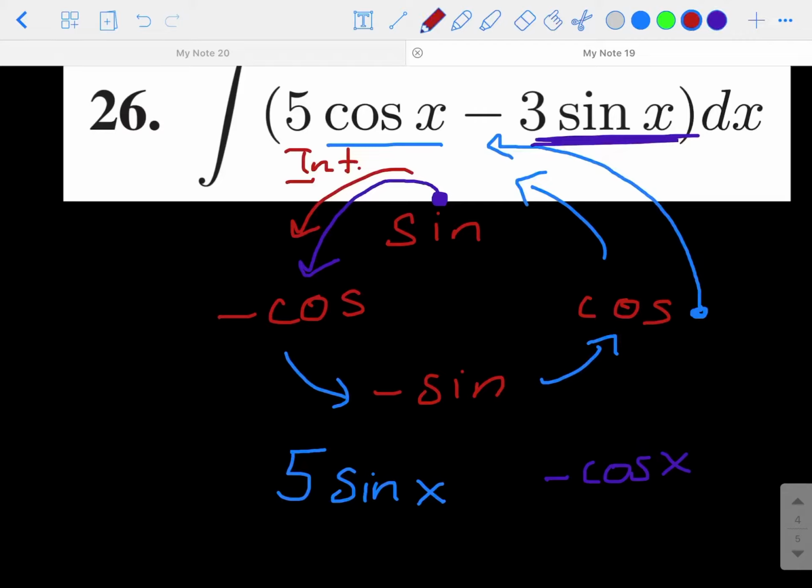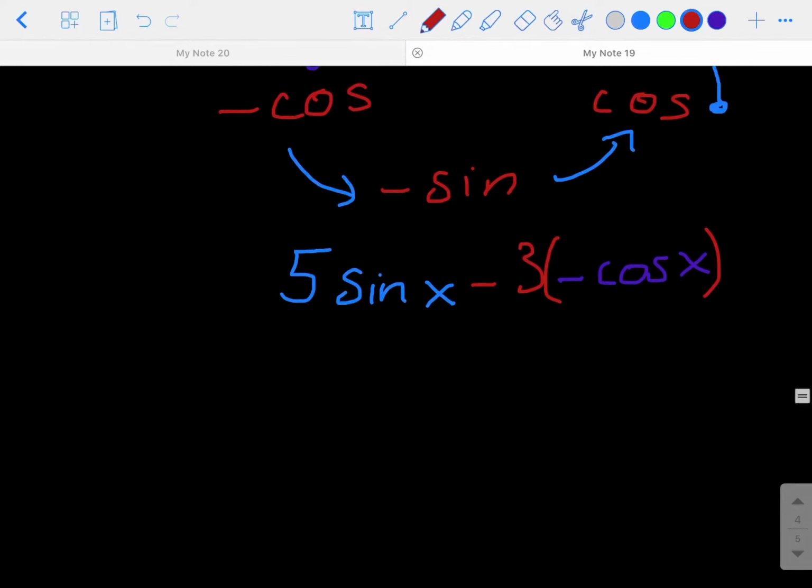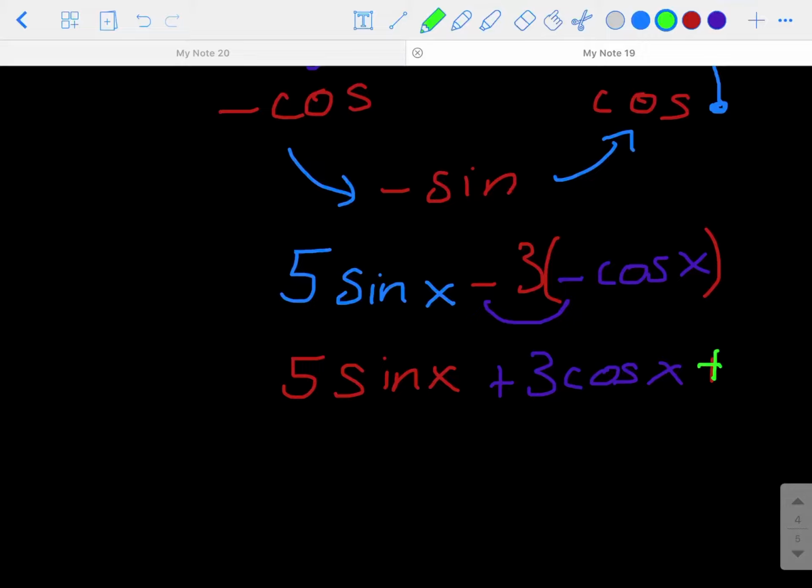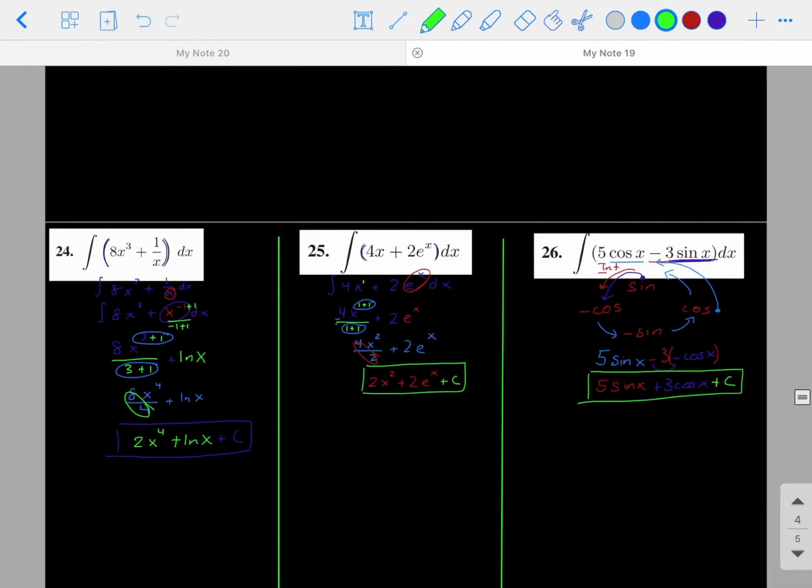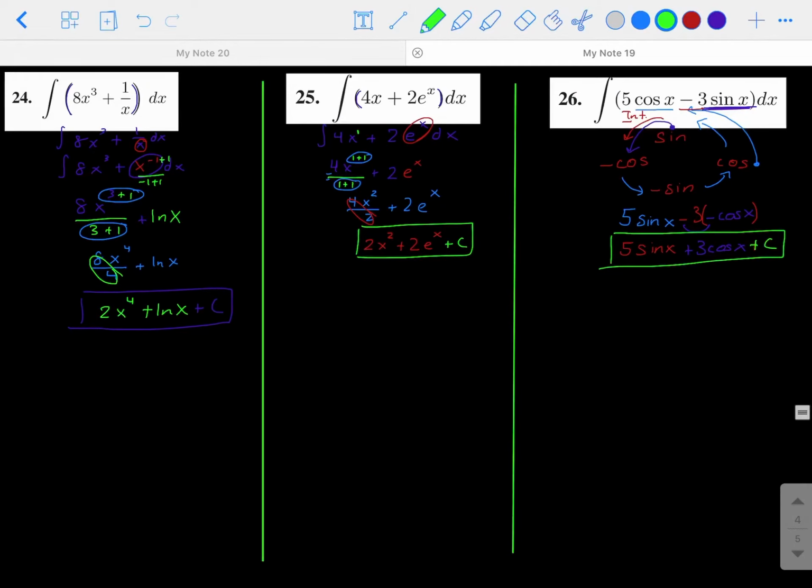From here, I'll need to re-include that -3. Carefully work out the math. 2 negatives gives you a plus 3 cosine x. And this is 5 sine x plus 3 cosine of x. And since we're talking about indefinite integrals, I need to include that plus c. Onwards.